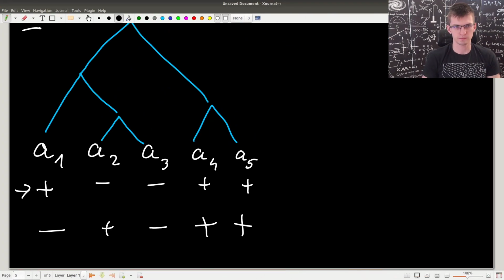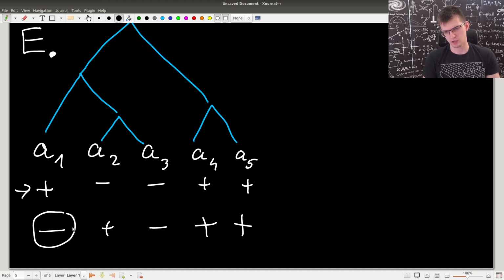This is problem E. If something is minus, I could just assume that it's a leaf, and then let's take care of the rest of everything.